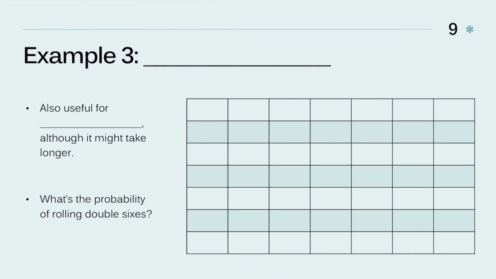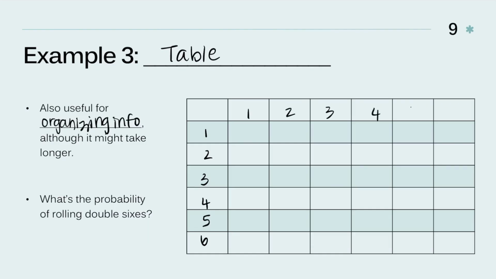The third example we're going to do is a table. This is also useful for organizing information, but this will take longer. So like, what's the probability of rolling double sixes, for example? And this will actually go back to our original question, what's the probability of rolling a 1 and then a 4? So we're going to make both of these. So like what you would roll, the probabilities of rolling, or the potential things you can get.